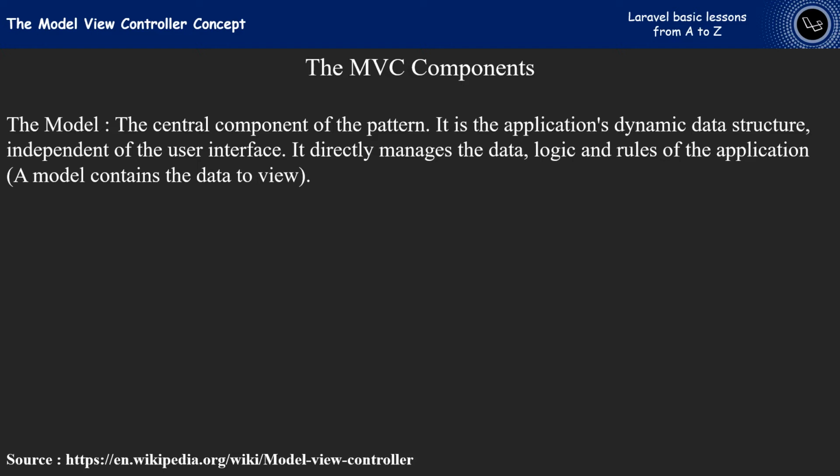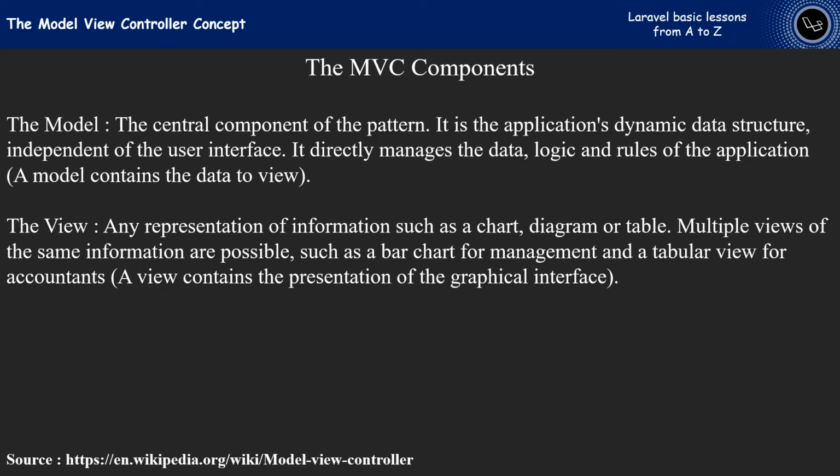As you can see, we have, for example, in our browser, different information to view, which comes from the database, and the model contains the data to view. And the second thing we're going to talk about is the view. What is the view? The view is any representation of information such as a chart, diagram, or table, and multiple views of the same information are possible, such as a bar chart for management and a tabular view for a content. A view contains the presentation of the graphical interface.